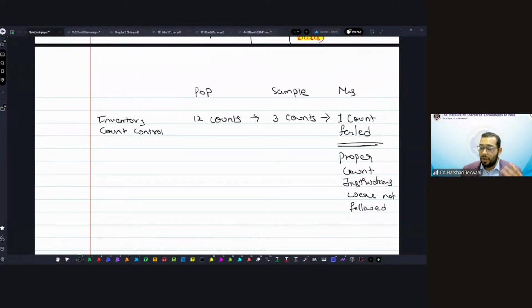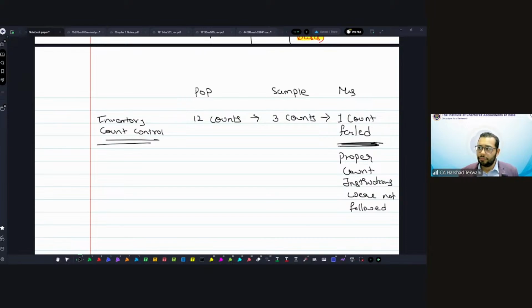Now the question comes, how will you project, or how will you evaluate this kind of misstatement or deviations very quickly? What will be the outcome of this? Can anyone tell me, if 1 count failed on the inventory count control, what you will conclude with that on this control? Will you say that, out of 3, 1 failed, so out of 12, 4 failed? So it's a significant deviation. Significant deviation, okay. What else?